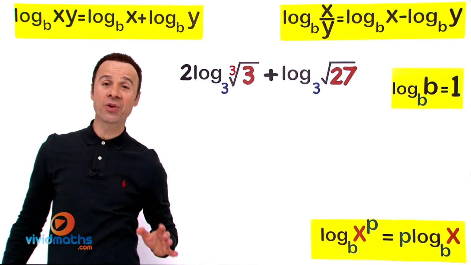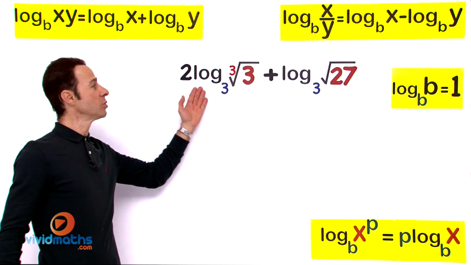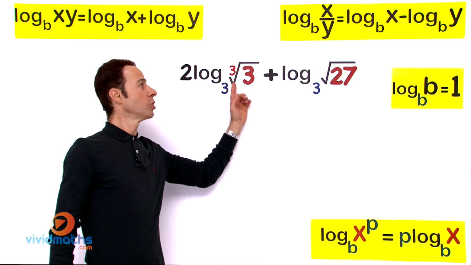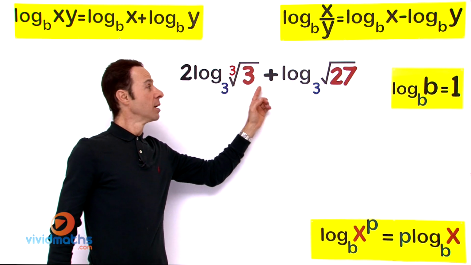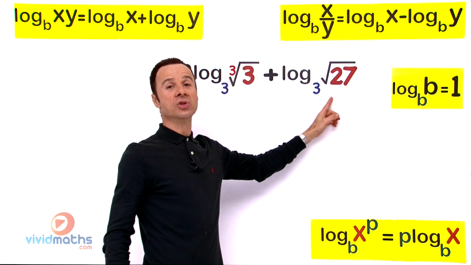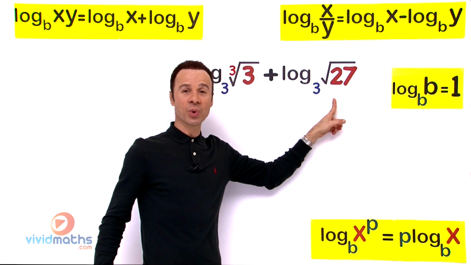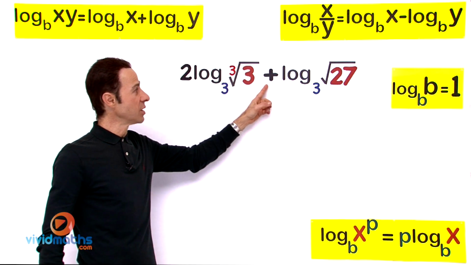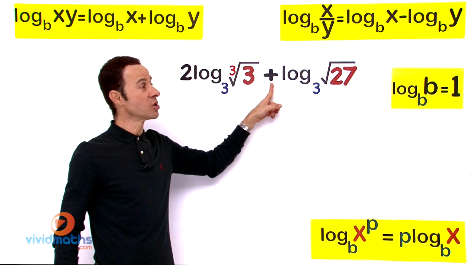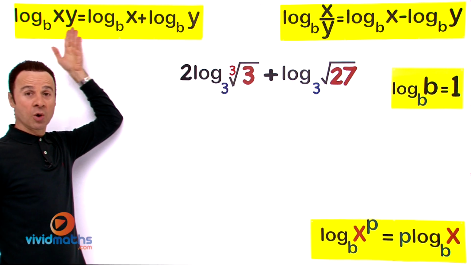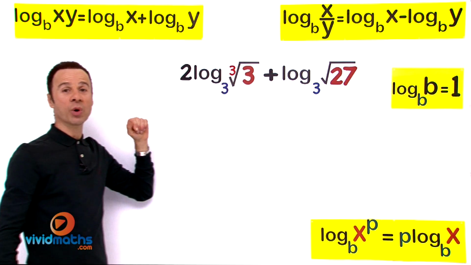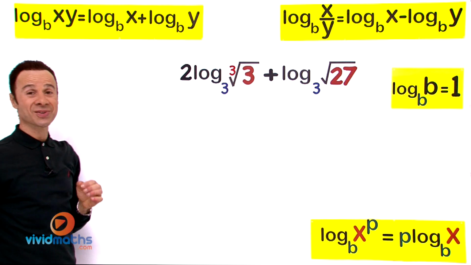Okay, here's another example. We have 2 log base 3 of the cube root of 3, plus log base 3 of the square root of 27. We're going to use the log laws. Well, the first thing we're going to see is that plus there. We're going to use the log law up across here, where we're going to make it more compact, where we multiply the 2 components. So that's going to help.